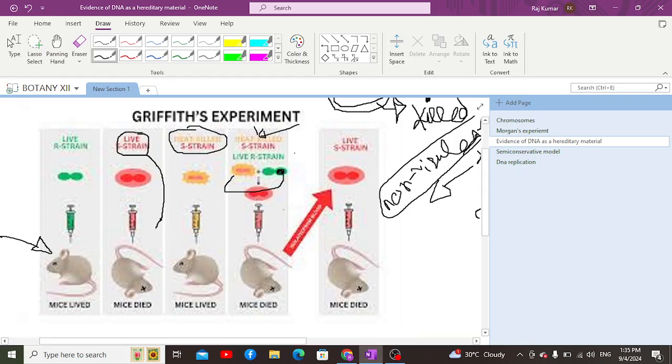This process of transformation was named by Griffith the transforming principle, or we also call this transformation.